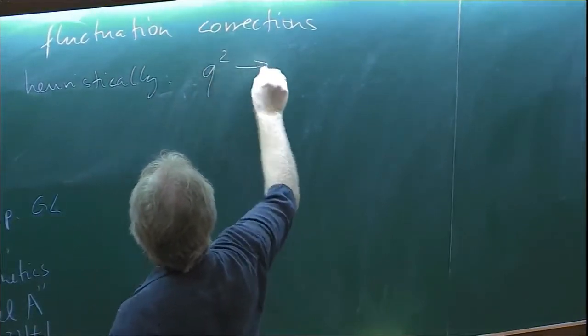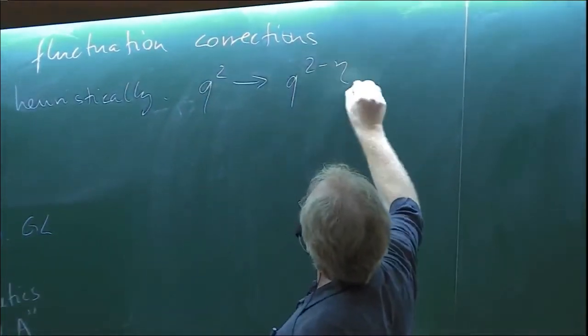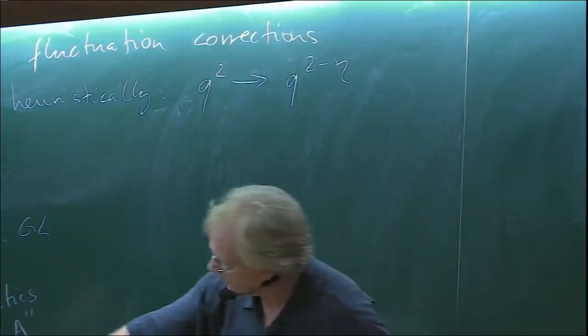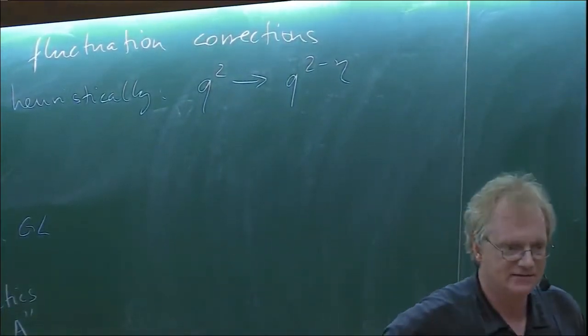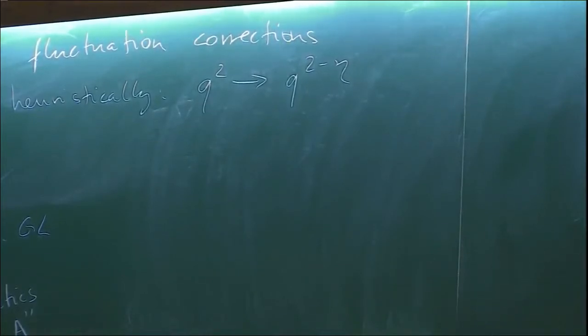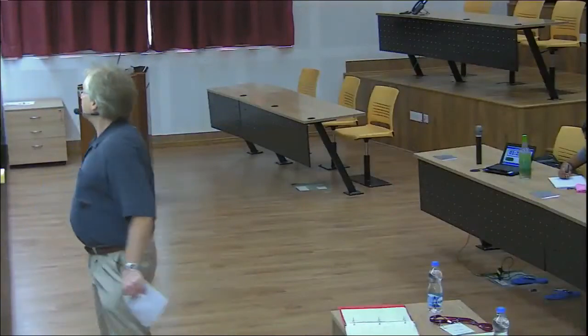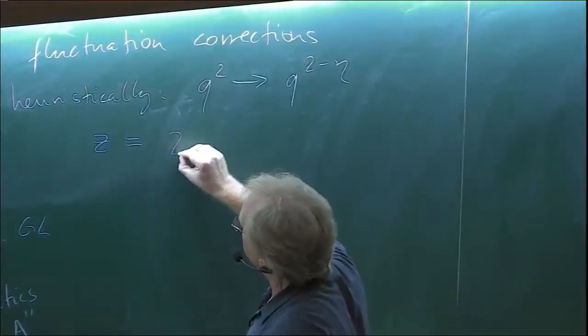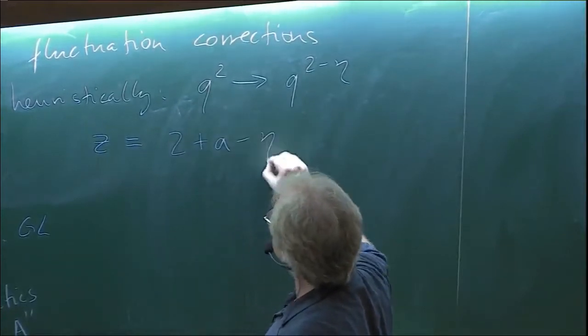Maybe I should really replace q squared by q to the 2 minus eta. Because really what these things are, all these tau plus q squareds, are the static stabilities. And so I should fix that properly by the static critical exponent. If I do this and follow through here, I would just get a minus eta down here. So this would tell you that z is maybe 2 plus A minus eta.